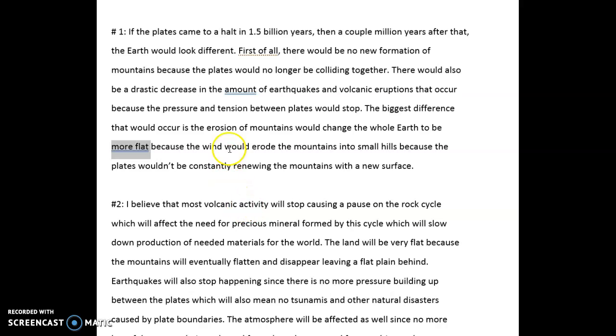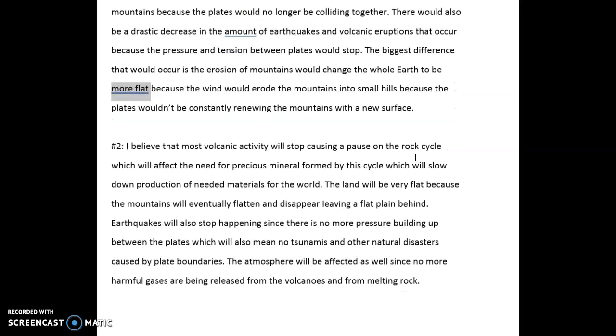So we still have erosion and weathering occurring because we still have the water cycle occurring. So we still have weather. So everything would look flatter. We would have less earthquakes. We would have less volcanoes. Volcanic eruptions would start to cease, if not stop completely. We would have no new seafloor being created, okay? And the continents would no longer be moving. So plate motion stops, and the plates would no longer be moving, okay?